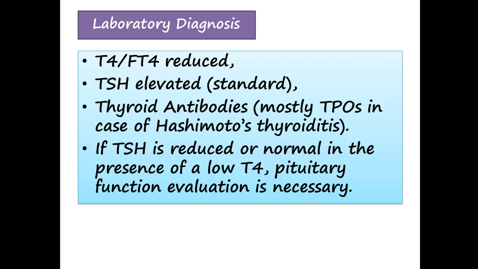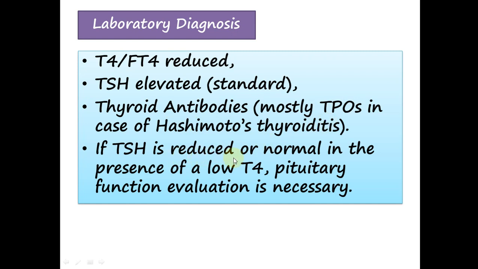So the TSH level will be elevated in hypothyroidism, which is the first line test. The T4 and free T4 are reduced. And if we find thyroid peroxidase antibodies in the serum of the patient, this will favor Hashimoto thyroiditis.